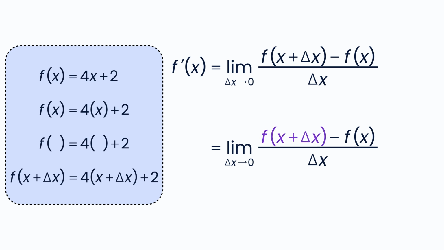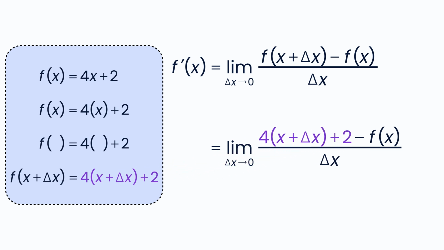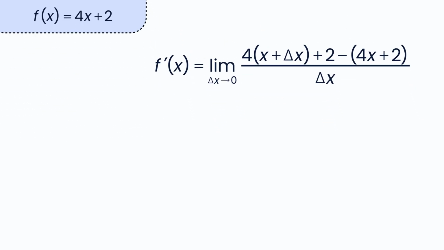So, f of x plus delta x will be replaced by 4 times x plus delta x, plus 2. The minus sign stays the same, and 4x plus 2 will be substituted in for the f of x. Remember to include parentheses around 4x plus 2 so you don't get in trouble with the signs. In the denominator, delta x is always left alone. You are now in a position to evaluate and simplify this expression.